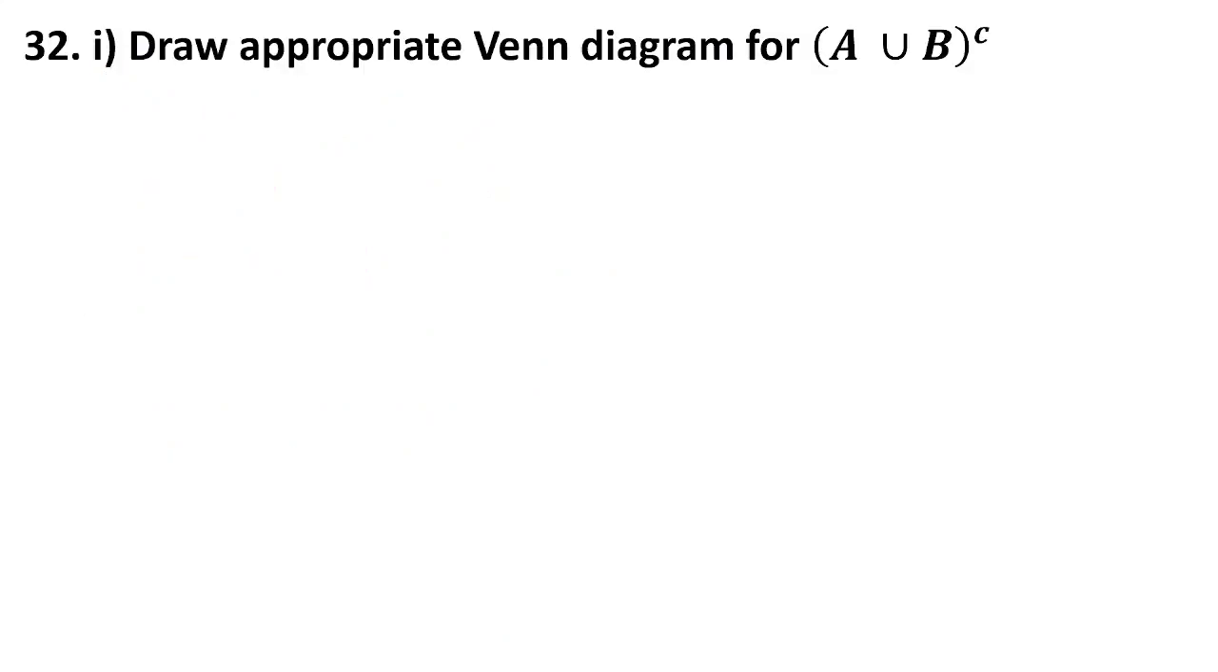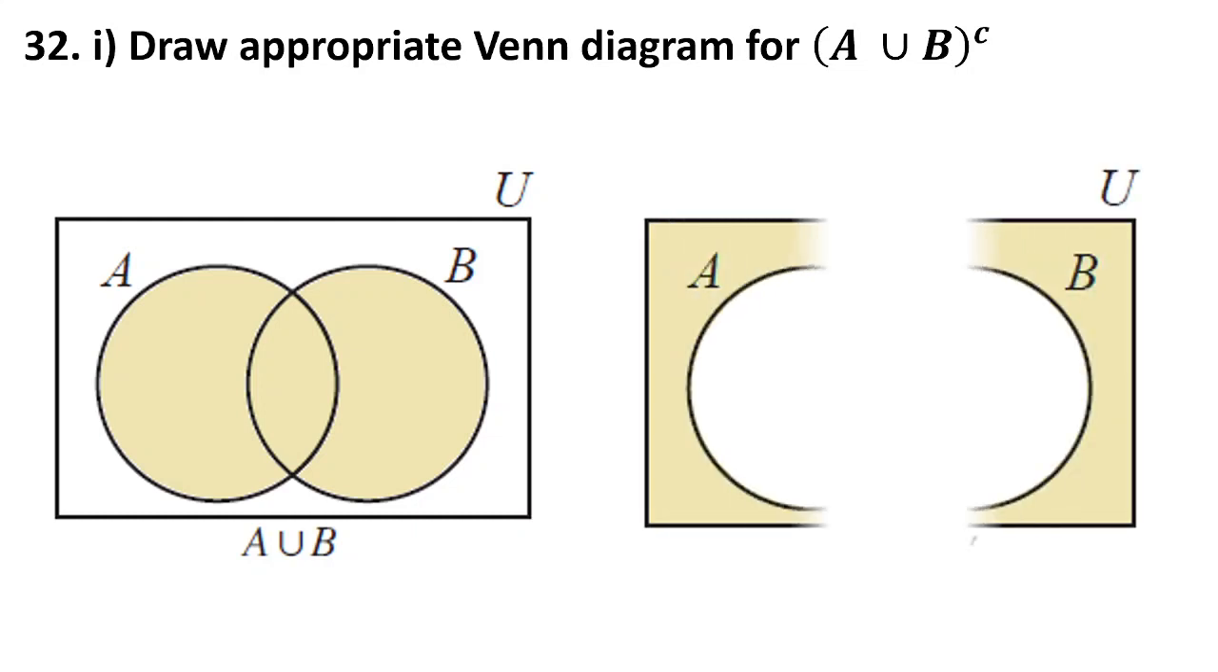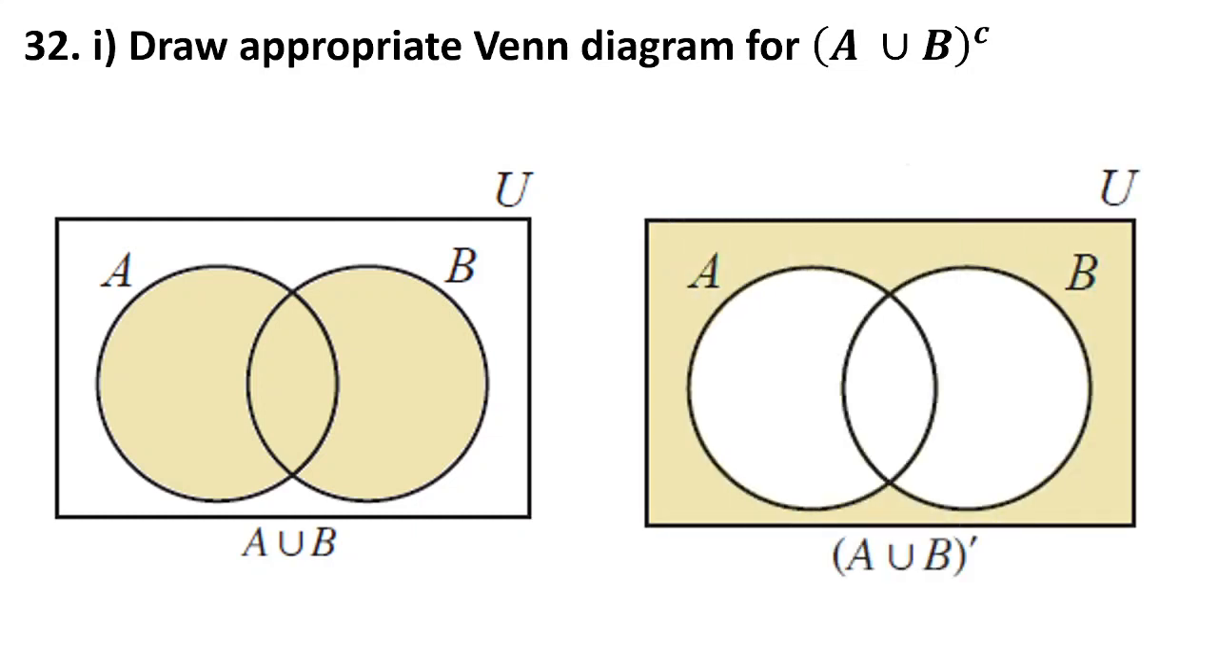Now, they want to draw appropriate Venn diagram for (A union B) whole dash. For that, first you draw A union B, then you can draw its complement. For example, I am drawing A union B. Then what is the complement? Which are outside this. Therefore, this is (A union B) whole dash.